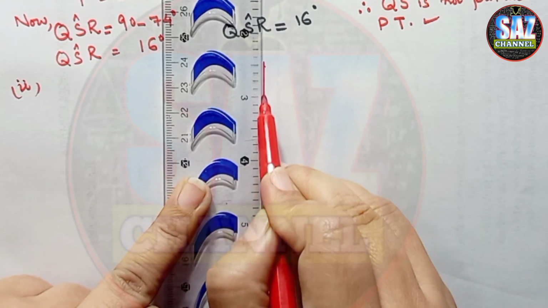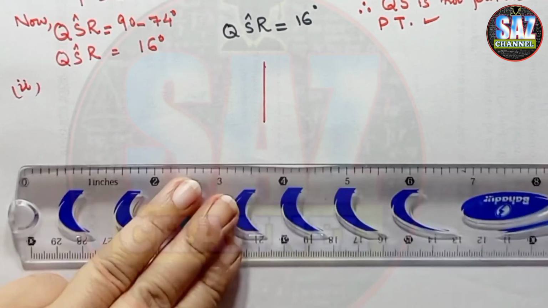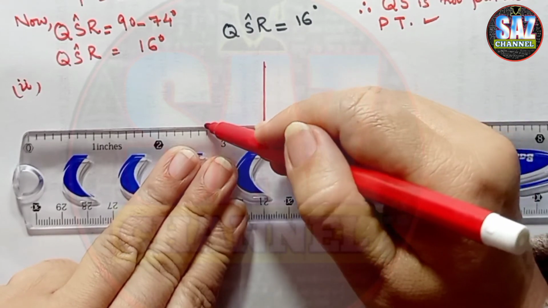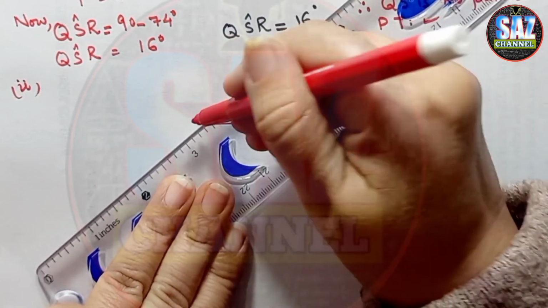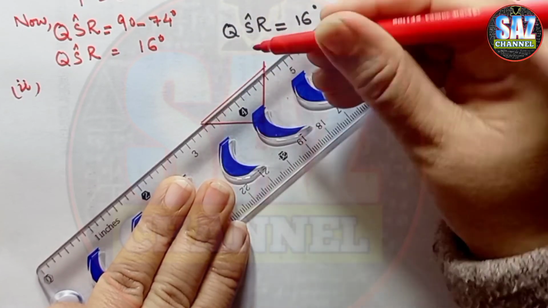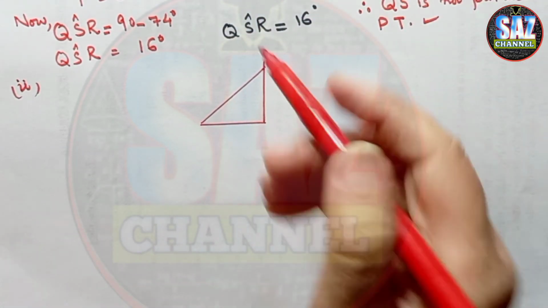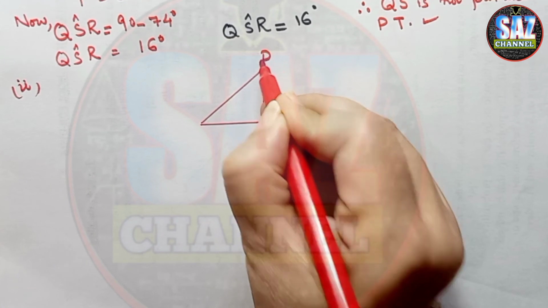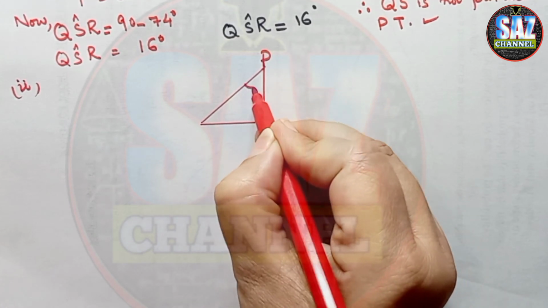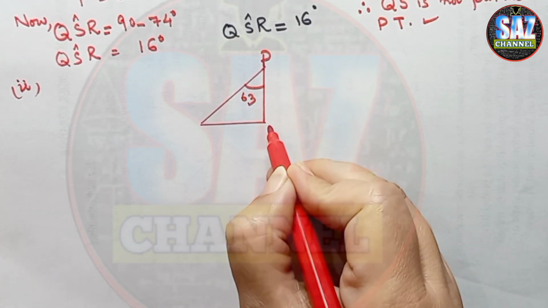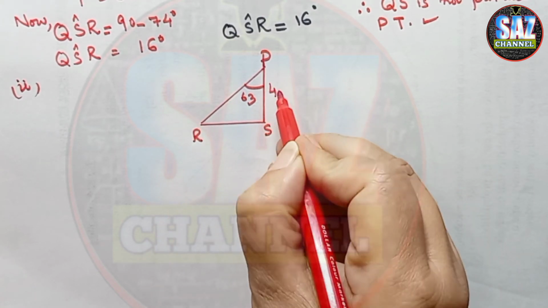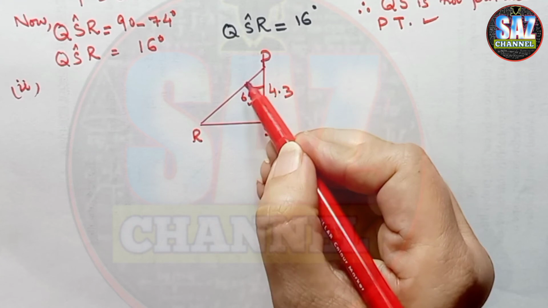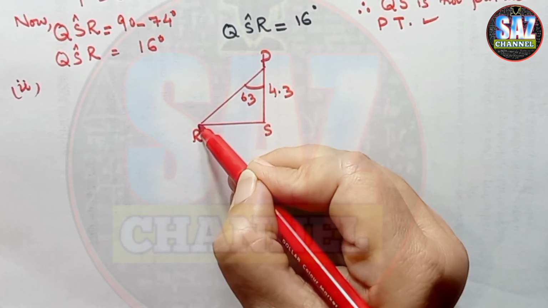PSR triangle. Let me complete it. Please always support your working with small diagrams so that the examiner can assess your working easily. This is P and this is 63 degrees and this is S and this is R and this is 4.3 centimeter, and the requirement of the question is P to R length.